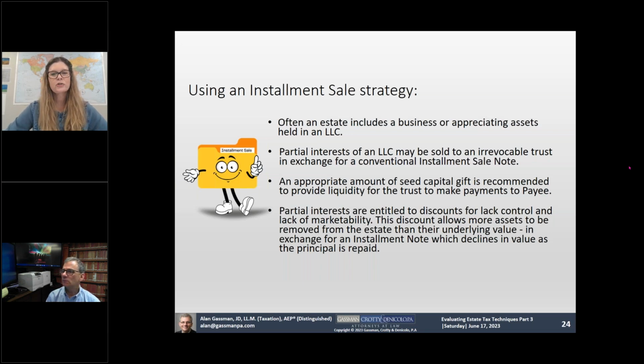So it's a conventional loan, and it doesn't have to be between related parties like some of our other later examples. But again, it's not going to be considered a gift because it's a sale. And you can use this strategy to transfer discounted assets: income producing property, collections, anything that produces income, and business interests or partial interests in LLC units. So it gives the advantage of being able to remove a larger amount out of the estate in exchange for a promissory note.